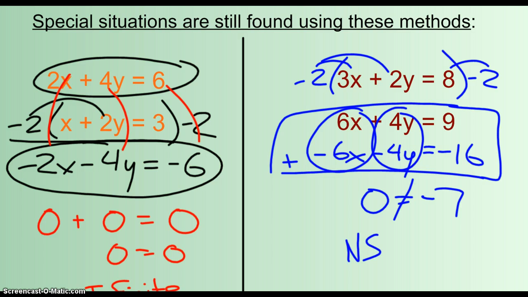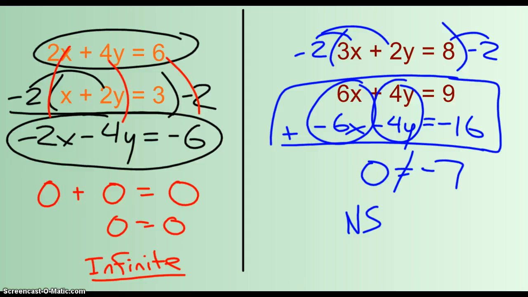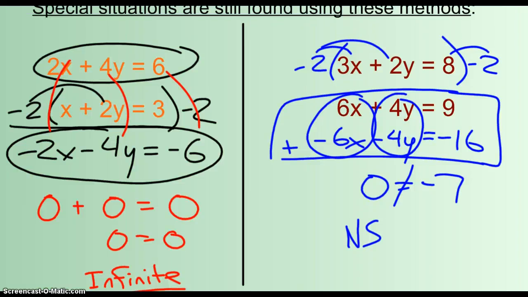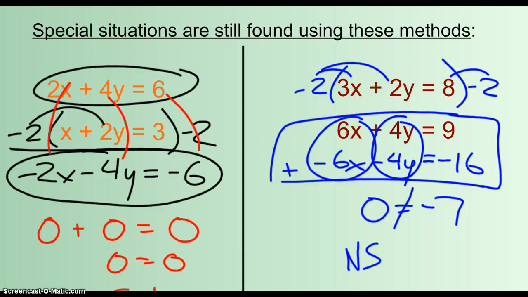So basically, if it works out to be true, then you have the same line. You have 0 equals 0. If everything cancels out, then you have infinite solutions. They are the exact same line. They infinitely cross over each other. And if you end up with 0 equals some other number that's not true, then you have no solution, meaning the two lines in this system that they started with are parallel. So I just wanted to show you those crazy situations too.